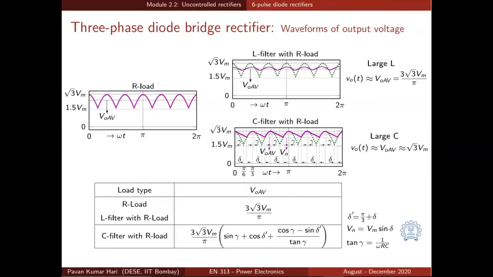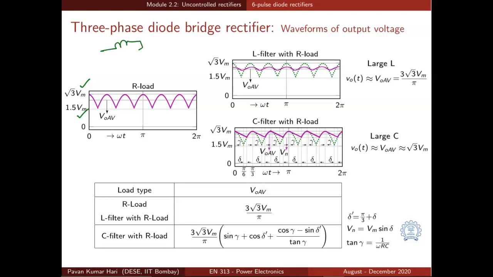Now coming to the output voltage waveform, because in a rectifier we are always concerned about output voltage and input current. So the output voltage waveform in the case of R load will be a periodic waveform at 300 Hz. The maximum value of the waveform is root 3 Vm, while the minimum value is 1.5 Vm. The average value is 3 root 3 Vm by pi, as we have seen. If you put an L filter, that will smoothen out the current, which will in turn smoothen out the voltage that is getting applied across R. However, the average value of the output voltage will remain the same.